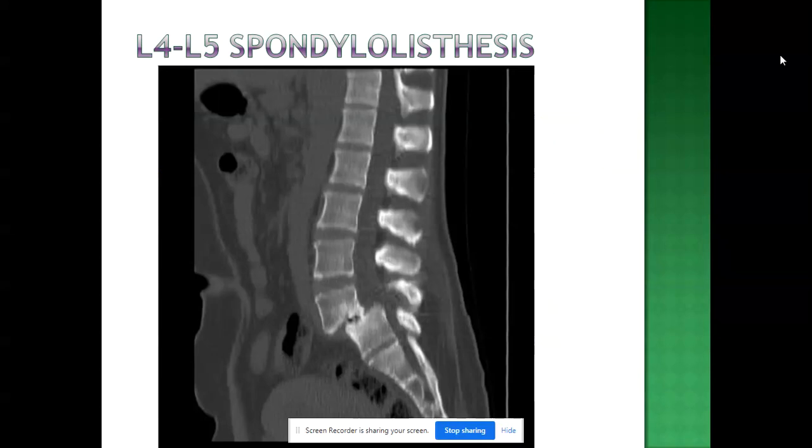So let us see. This is the picture showing L4, L5 spondylolisthesis. Can you see my arrow on the screen, Shweta? Yes, ma'am. Okay, so this is your L4 vertebra, this is your L5 vertebra. So here in this spinal image, we can see that this is the L4 vertebra. L4 vertebra has anteriorly slipped, okay. There is forward movement of the L4 vertebra over the L5 vertebra.